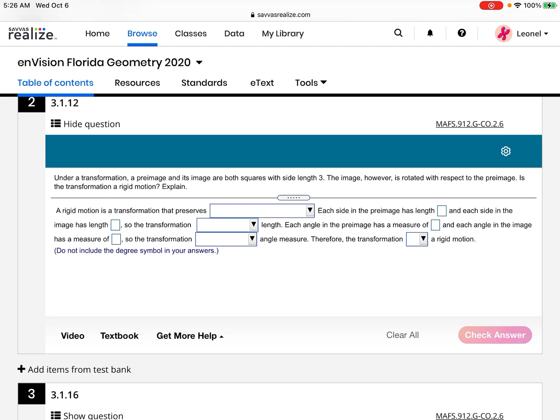The image, however, is rotated with respect to the preimage. Is the transformation a rigid motion? Explain. Okay, so a rigid motion is a transformation that preserves size and shape. So it doesn't matter if it's been rotated a little bit, as it says in this question. You can rotate something and it'll still have the same size and shape. It's just oriented in a different way.